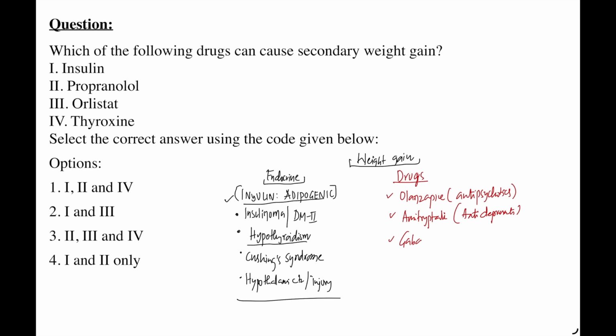And drugs like gabapentin and pregabalin, which are taken for chronic neuropathic pain, also present with this. And as I told you, insulin is a common drug, and the concept of insulin is important here. As said, insulin is adipogenic. That means it increases the lipid quantity, or it causes lipid formation. It is lipogenic or adipogenic.